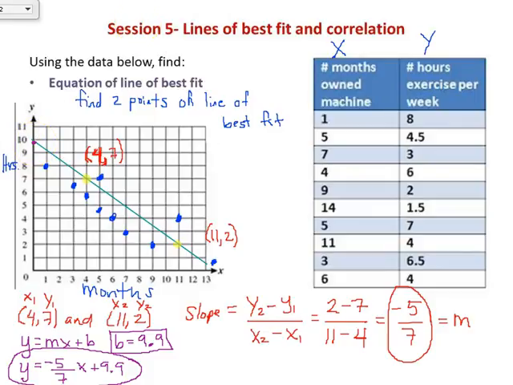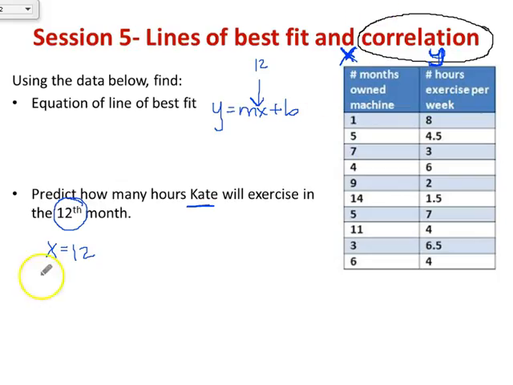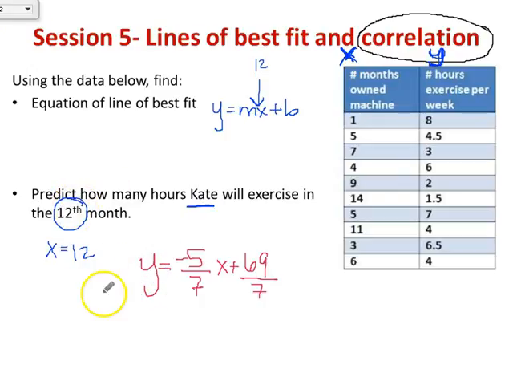And then what's cool about, once we find the line of best fit, is we can use that equation now to predict information, such as the question that we asked on the original slide where it said, predict how many hours Kate will exercise in the 12th month. So here is our equation we came up with. So to get our answer of how many hours we can predict Kate to exercise in the 12th month, remember x represents the number of months, so we're going to plug in 12 for x, and we're going to do the math.